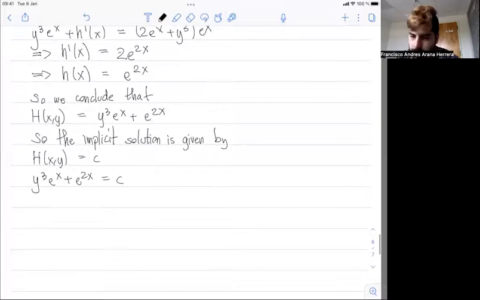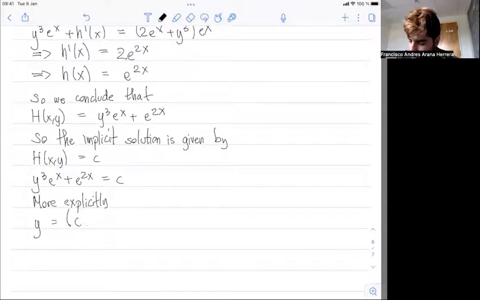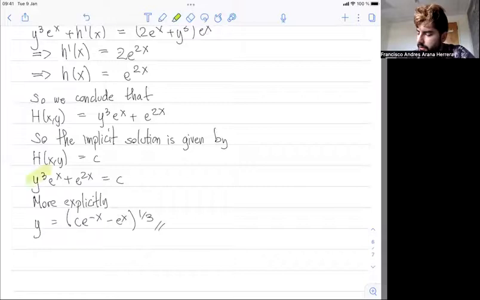But just to make a comment more explicitly, you can also solve this for y. You would get that y is equal to the cube root of c e to the minus x minus e to the x, if you solve the equation. But in this case we were being asked for an implicit solution, so this would be a good enough answer.